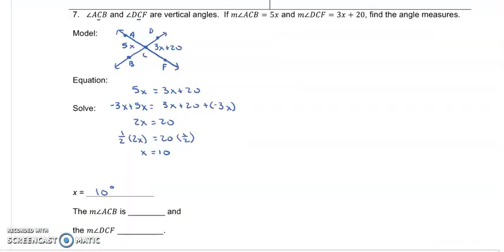Then the measure of angle ACB is 5x. If x is 10, 5 times x is 50. And then it's also asking me for angle DCF. That's 3x plus 20. So 3 times 10 is 30, plus 20 gives me 50. Is it logical that those two angles are the same measure? Absolutely, because our vertical angles should be congruent. If we got two different measures, we know that something's kind of fishy there.